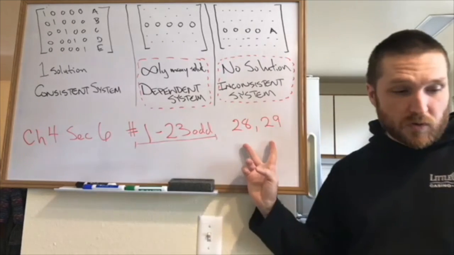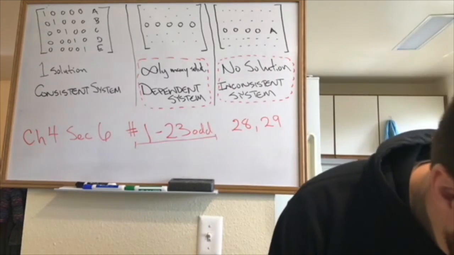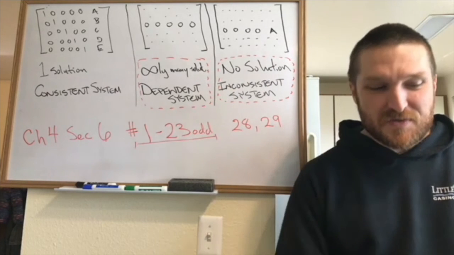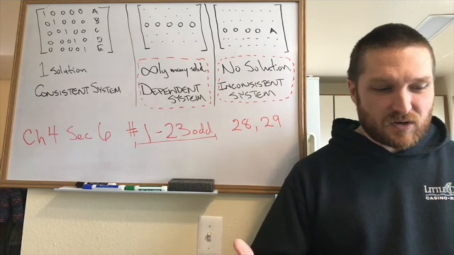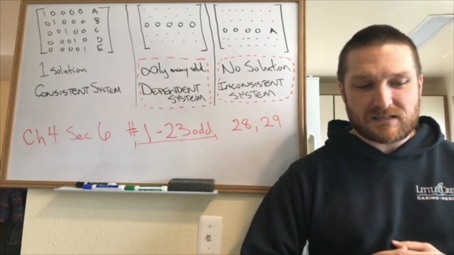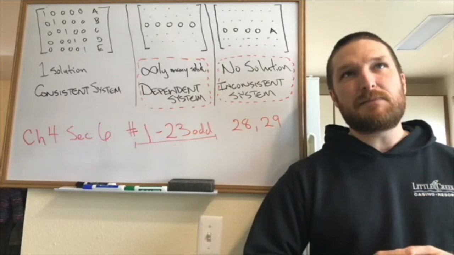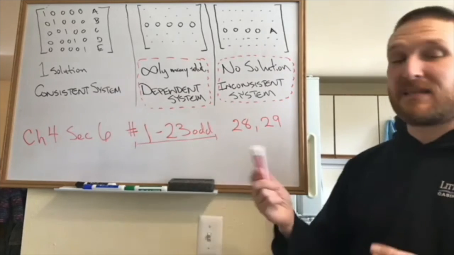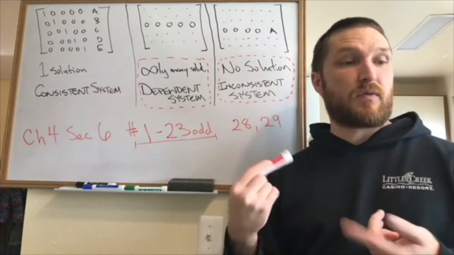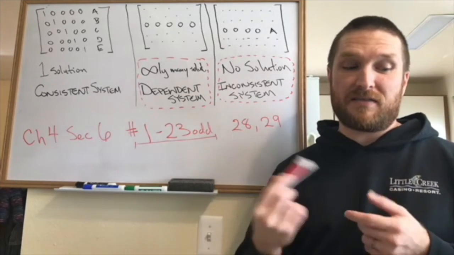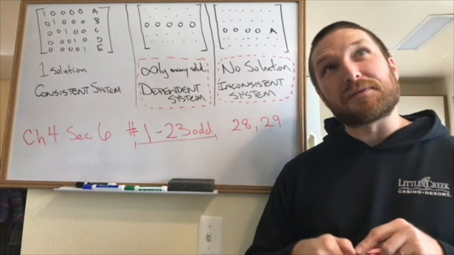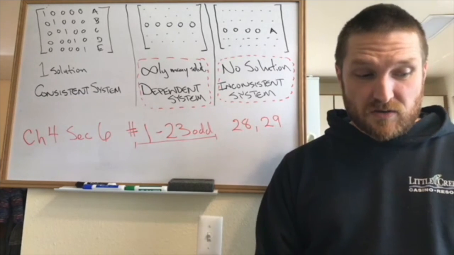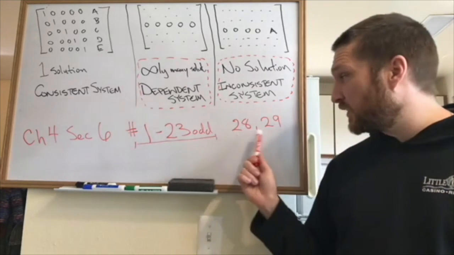With 28 and 29, those are challenge problems. You could use any method you want to do them, but the question says, determine the constant such that each system is dependent. Dependent system means that one row is a multiple of another row. That's a pretty big hint right there. One row is a multiple of another row. So that's one way of going about 28 and 29.